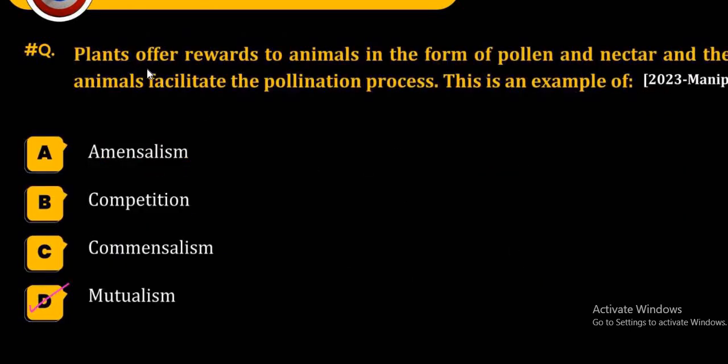Next question. Plants offer reward to the animal in the form of pollen and nectar, and the animal facilitates the pollination process. This is an example of, 2022 Manipur, option D, mutualism.